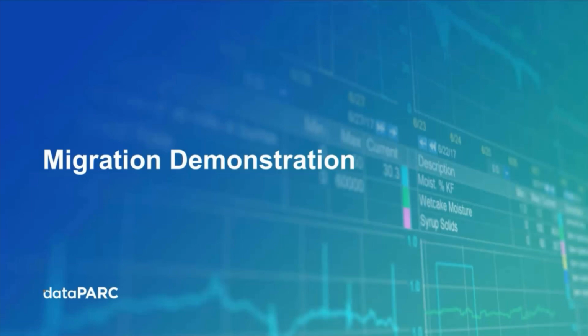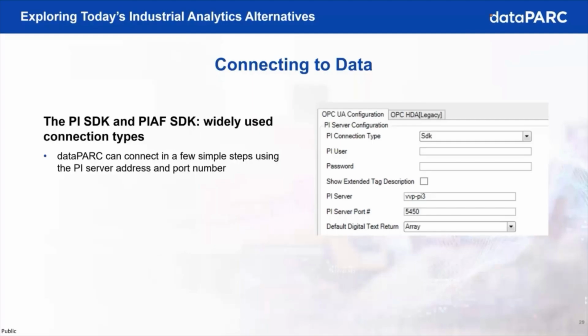So yeah, we're going to talk a little bit about Data Park and how migration can work inside of our platform. So first things first is we want to get connected to the data. There's two main ways to connect with Data Park. There's the standard Pi SDK or the Pi AF SDK. By providing a few pieces of information like the server address and the port number, we're able to connect and start pulling that data into Data Park to be able to utilize it and further take steps with that.